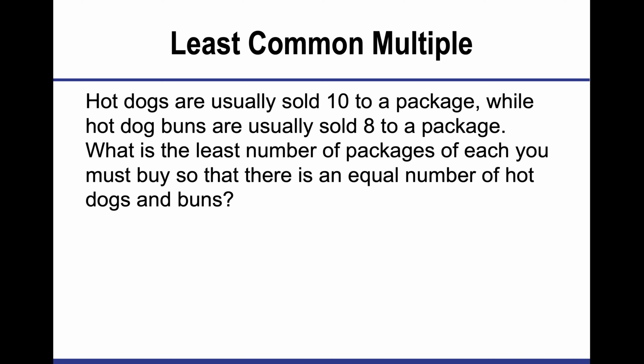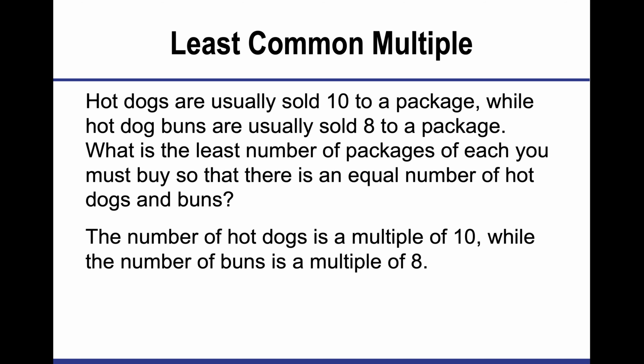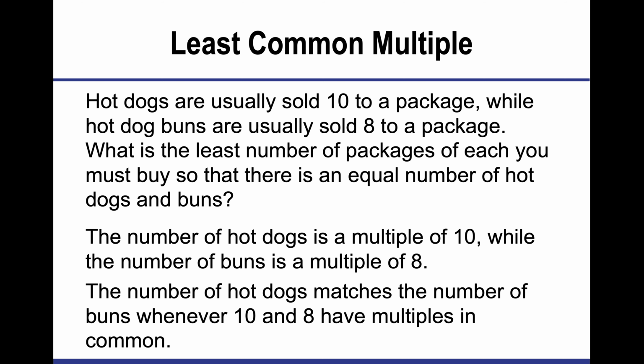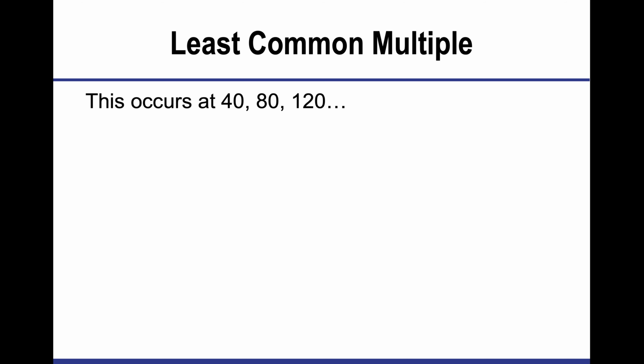Hot dogs are usually sold 10 to a package, while hot dog buns are sold 8 to a package. What is the least number of packages you must buy so you have an equal number of hot dogs and hot dog buns? So I have multiples of 10 and I have multiples of 8. So basically, they're really asking me to find the least common multiple. So I kind of start listing them out.